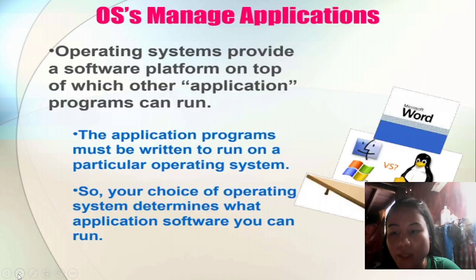Then proceed to the next part. OSs manage applications. Operating systems provide a software platform on top of which other application programs can run. The application programs must be written to run on a particular operating system. So your choice of operating system determines the application software you can run. So this is the example: Microsoft Word versus Linux.